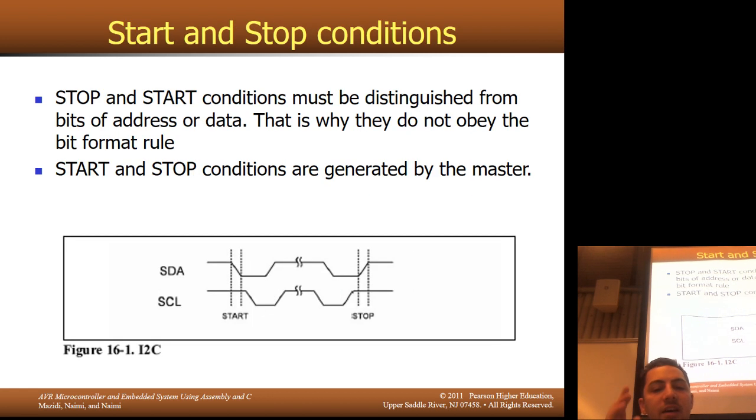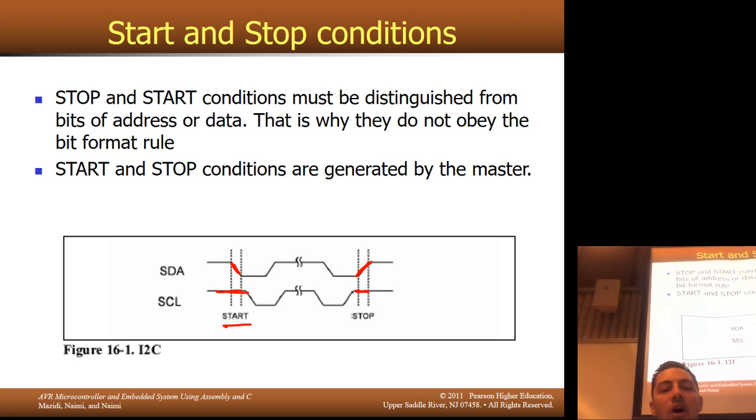They break them explicitly. When the data changes and the clock is high, that's called a start condition. When it goes from a low to a high, that's a stop condition. So high to low while the clock is high, that's a start condition. Low to high while the clock is high, that is a stop condition.